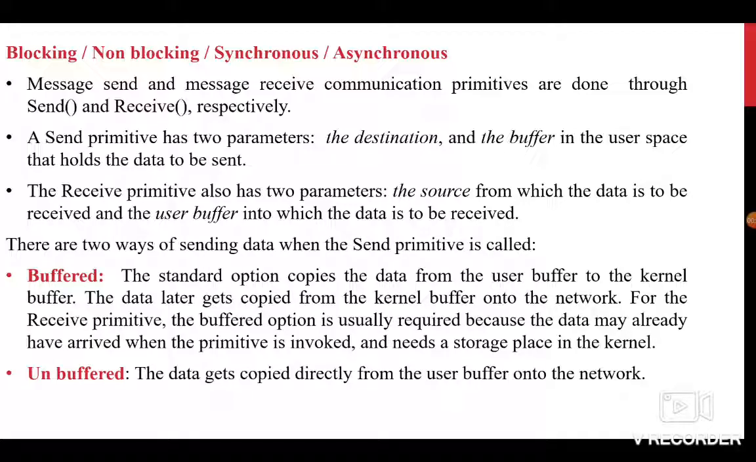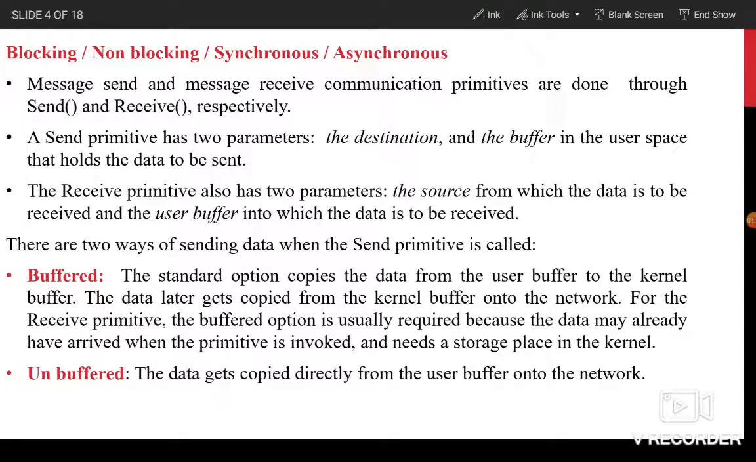The receive primitive also has two parameters. One is the source address from where we are getting the data, and again we need a buffer to store the received data. We have two ways of sending data when the send primitive is used. One is buffered, the other is unbuffered. So what does buffered mean? The user data is copied to the kernel buffer. The data later gets copied from the kernel buffer onto the network.